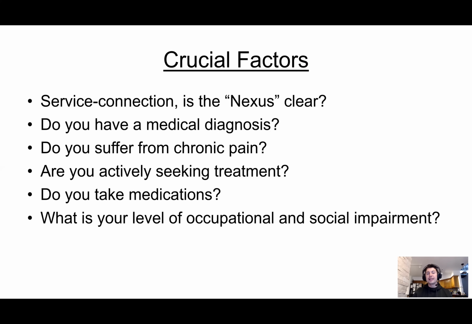Are you actively seeking treatment? I think what that shows is how this is limiting or affecting your life. Are you taking medications? If so, what are the issues there? What are the side effects? And then again, what is your current level of occupational and social impairment? The reason why that matters, gang, is because for all mental health claims, whether it's PTSD or one of the 37 other mental health conditions, it comes down to your current level of occupational and social impairment. That's what ties directly to the rating criteria under the law.